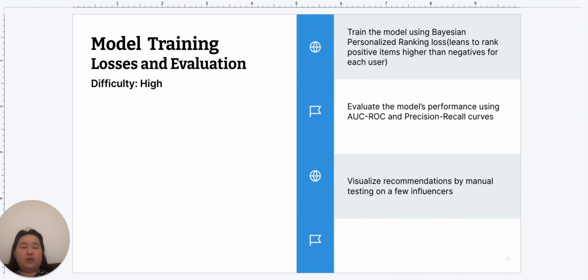And for training and evaluation, we train the model using the Bayesian personalized ranking loss, which learns to rank positive items higher than negatives. And we evaluated its performance using the AUC ROC and precision recall curves, and we visualized recommendations by manually testing on a few influencers just for a sanity check.